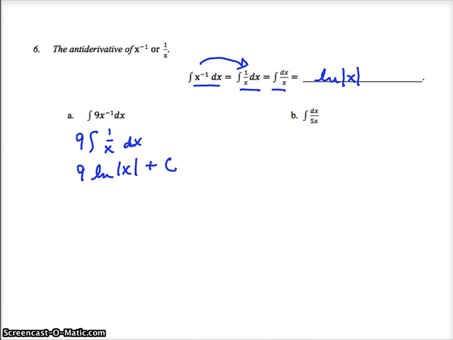On example B, we have dx over 5x. So I know the coefficient of 1 over x, or the coefficient of the function, is 1/5 times the integral of 1 over x dx. So that's 1/5 times the natural log of the absolute value of x plus c.